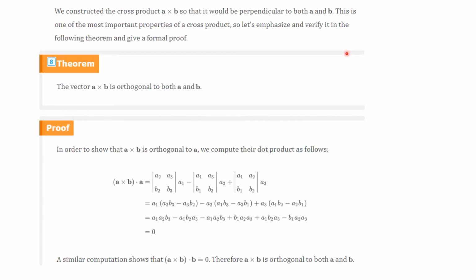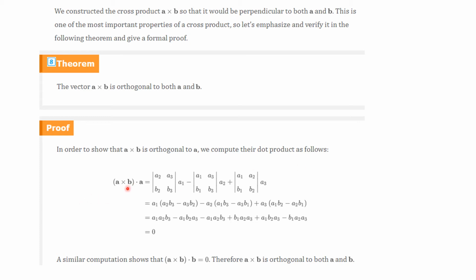Now, we've constructed the cross product so that it would be perpendicular to both A and B. This is one of the most important properties of a cross product, so let's emphasize and verify it in the following theorem and give a formal proof. Now, you could say we already did that by construction, but we do it again. So the theorem is that the vector A cross B is orthogonal or perpendicular to both vector A and vector B. Okay, in order to show it's perpendicular, we're going to compute the dot product. Remember that if the dot product is equal to 0, then the vectors are perpendicular.